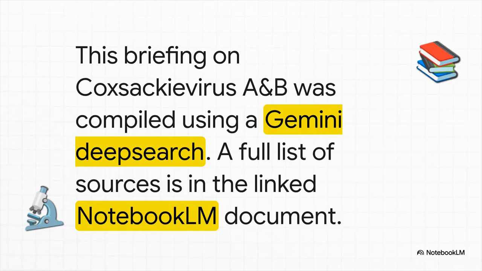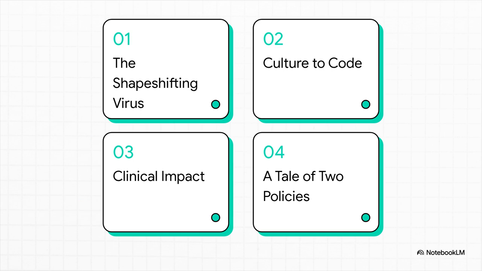And just a quick heads up before we jump in. All the information we're about to go through was put together using a Gemini deep search. We pulled from key Dutch clinical guidelines, RIVM directives, all that important stuff. If you want to dig deeper into the data yourself, the full list of sources is right there in the linked Notebook LM document.